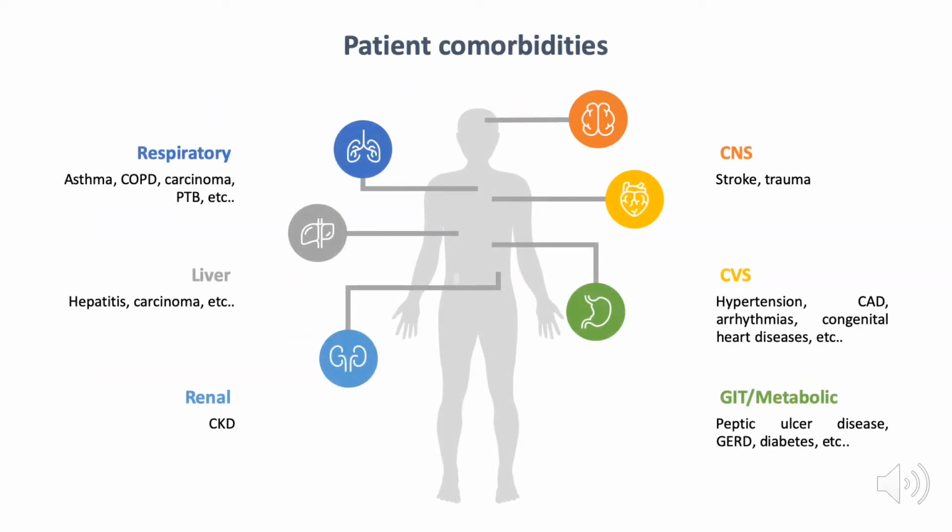Say like this. For the CNS, you look for stroke or trauma to the head. For the cardiovascular, you look for hypertension, coronary artery disease, arrhythmias, congenital heart diseases. For the GIT or metabolic, you look for peptic ulcer disease, a history of reflux disease, diabetes, etc. For the pulmonary, you look for asthma, COPD, carcinoma, PTB. For the liver, look for hepatitis, carcinoma, and for the kidneys, you look for kidney injury or chronic kidney disease.